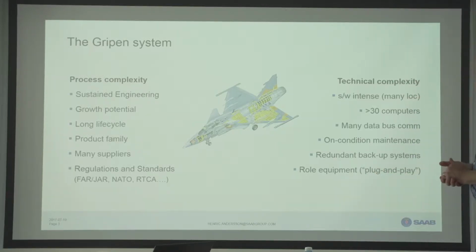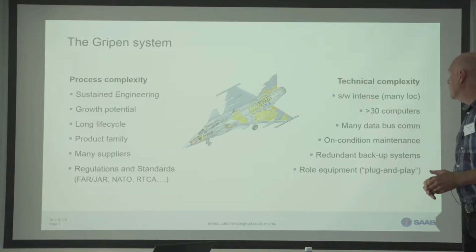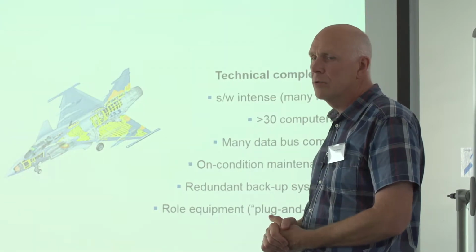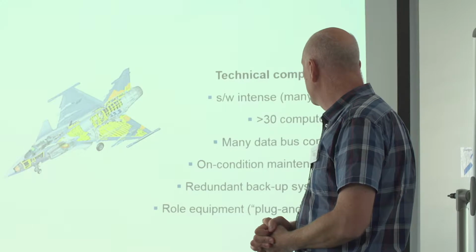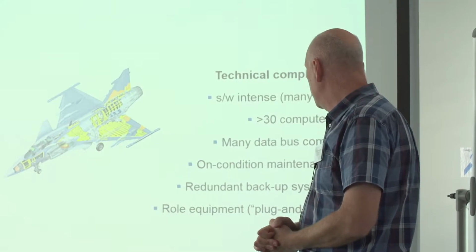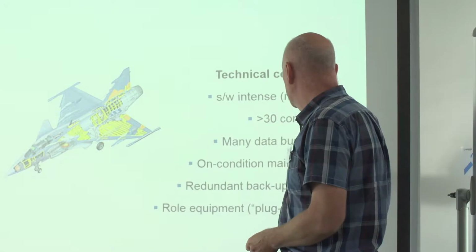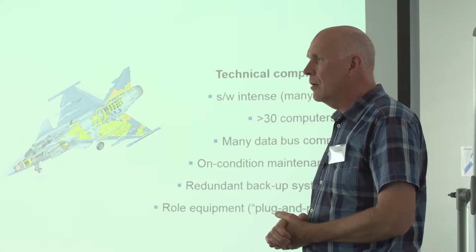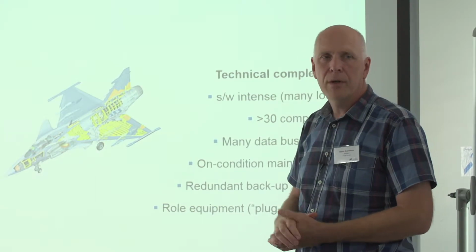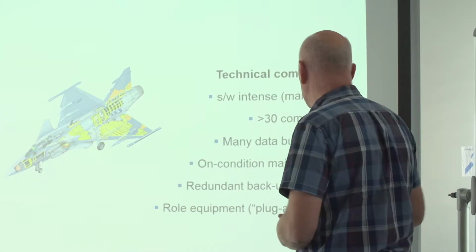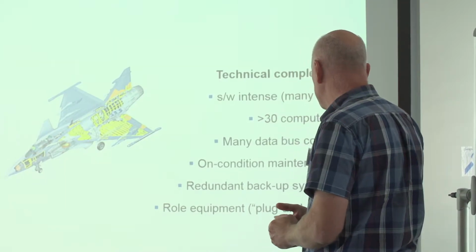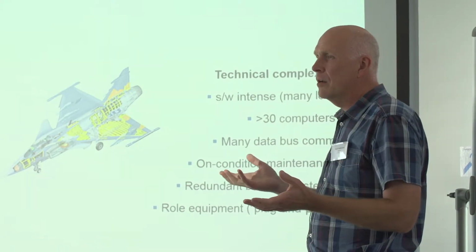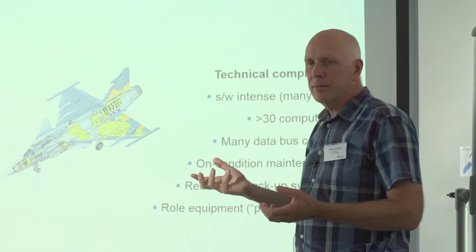On the technical complexity, there is a lot of software, a software-intense system, with several million lines of code, more than 30 computers integrated, and databases. There is an advanced on-condition maintenance system, so we can follow up the lifetime of several pieces of equipment and monitor when it's time to change them. And of course we need redundant backup systems. That is a big difference from the truck or automotive industry.